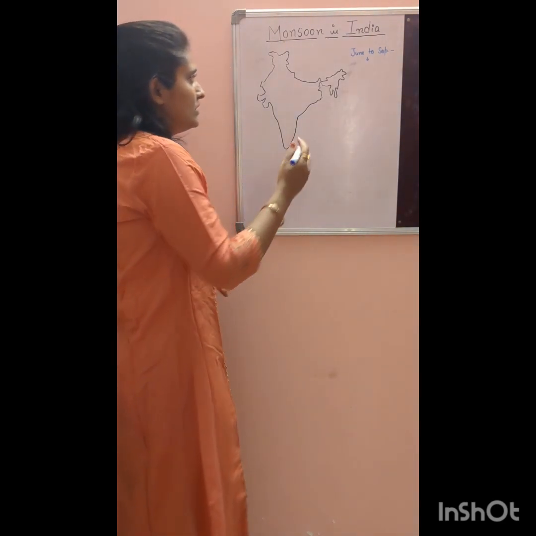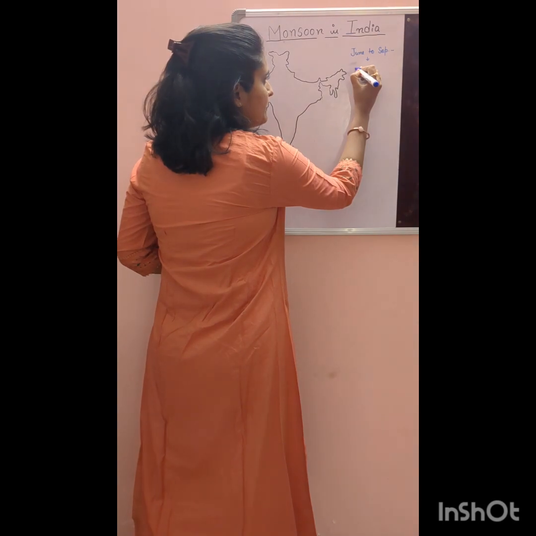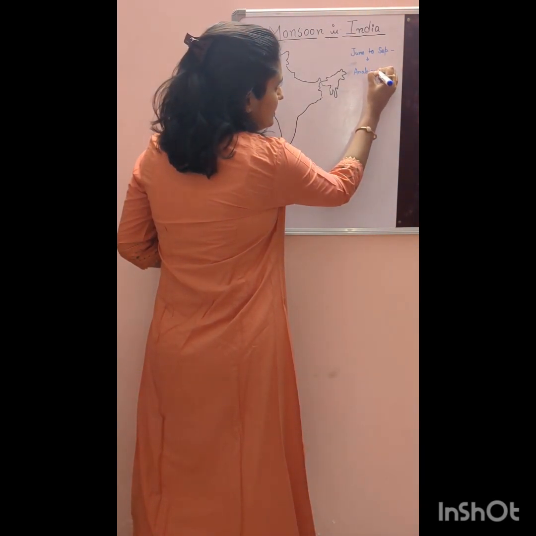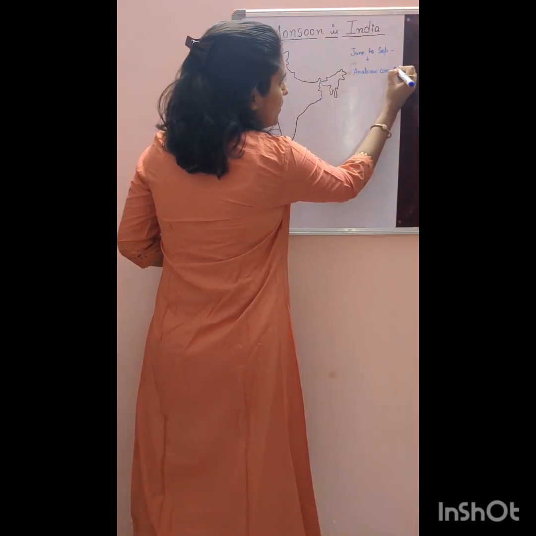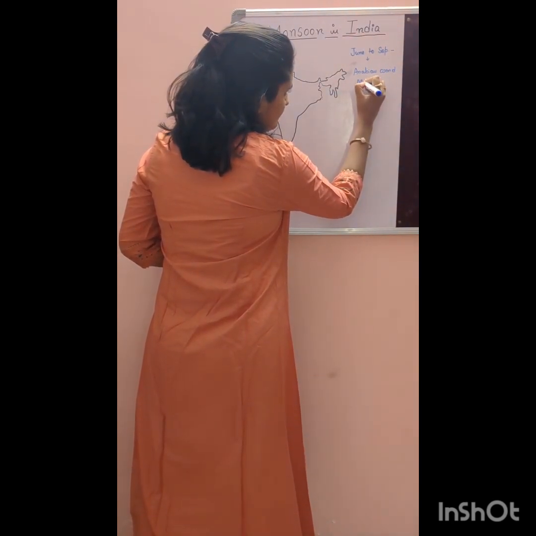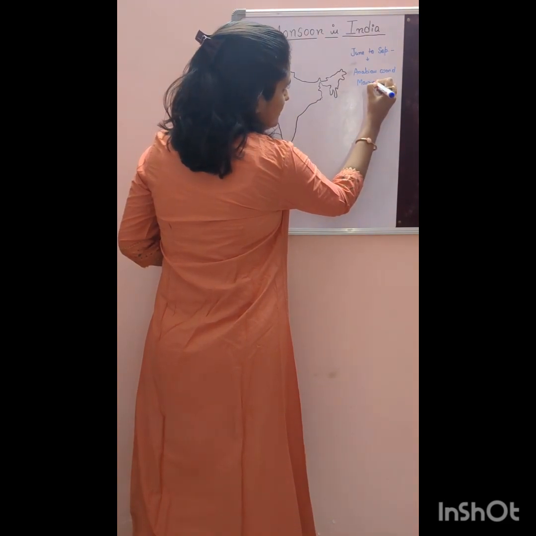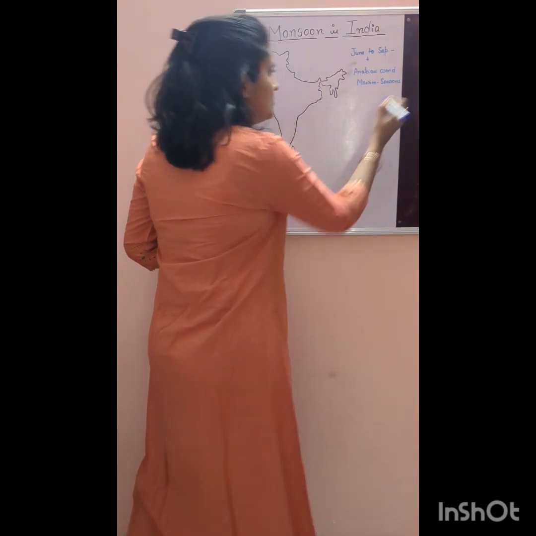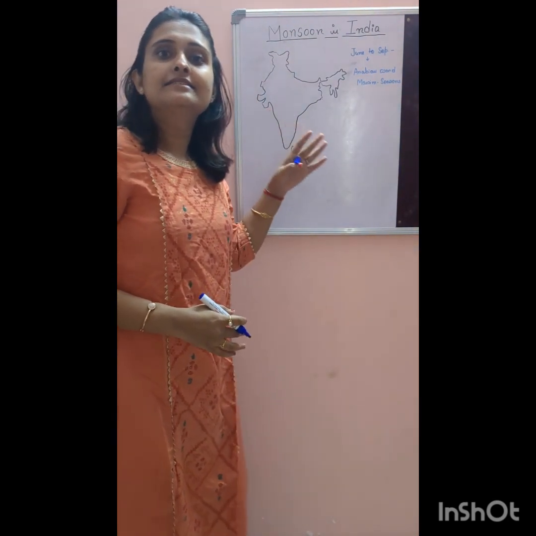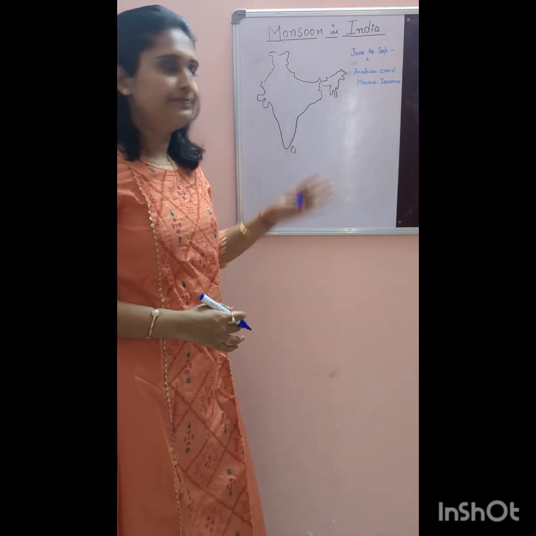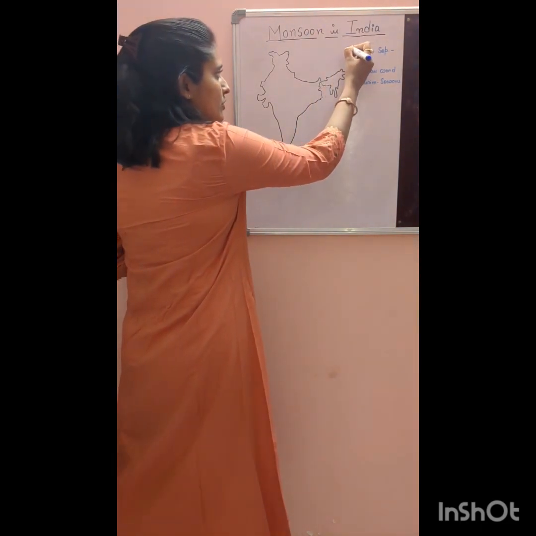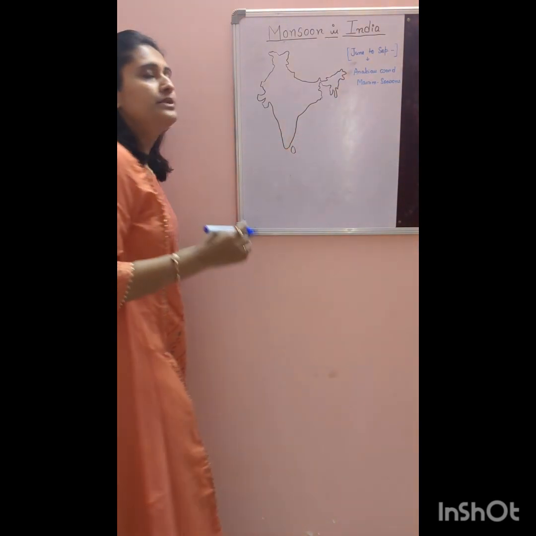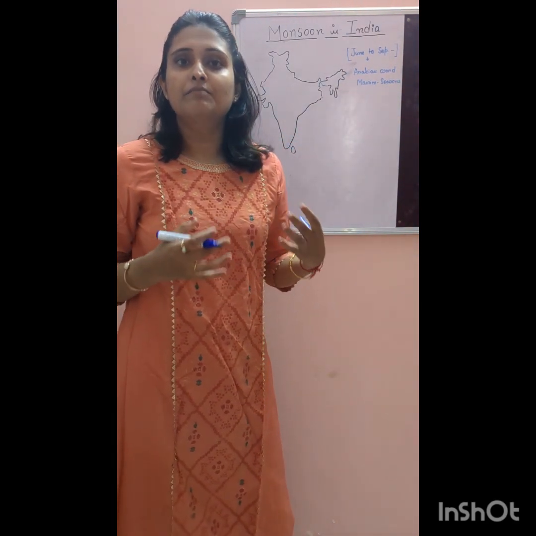monsoon. The word monsoon is actually derived from the Arabian word Mausim, which means the seasons. So monsoon is a simple seasonal reversal of the wind system. We observe the monsoon between June and September, but its preparation actually started during March.